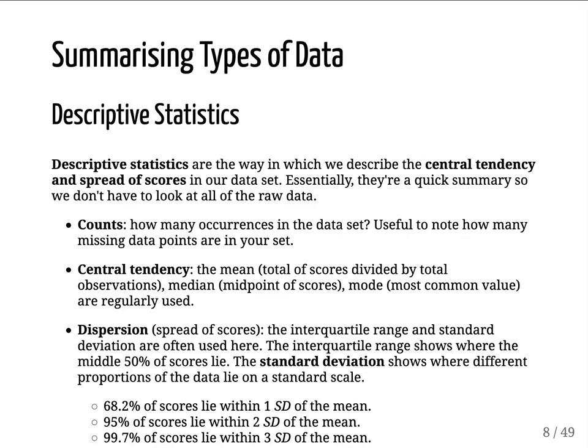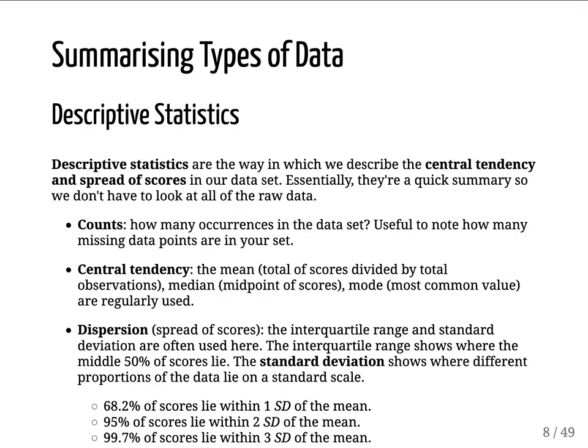Now, on top of this, we might look at the dispersion or the spread of scores. Some ways we can look at this is using an interquartile range, which is basically looking at where the middle 50% of scores lie along a certain range, or the standard deviation, which is often used. Essentially the standard deviation is used as a way for us to describe where the majority of our data lie on a standard scale.